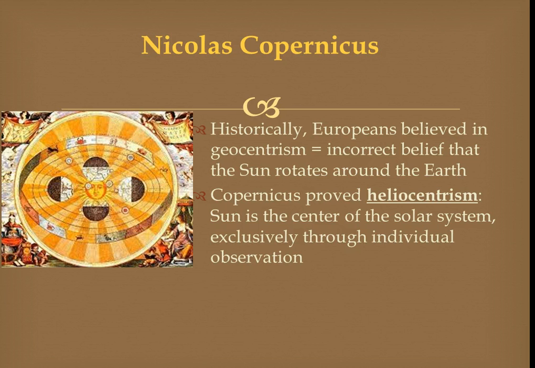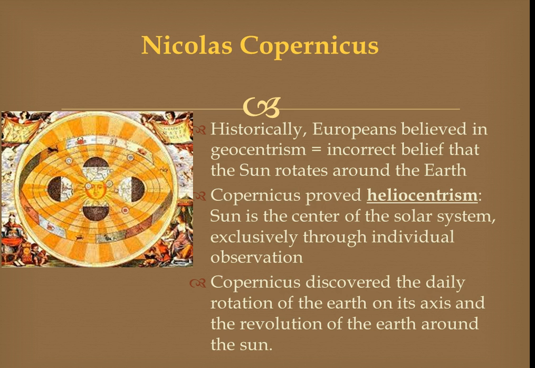And he observed this exclusively through individual observation, and this was helped by the telescope, which we're going to talk about in a second. But he proved this idea that the sun is the center of the solar system and the Earth rotates around the sun, not the other way around.